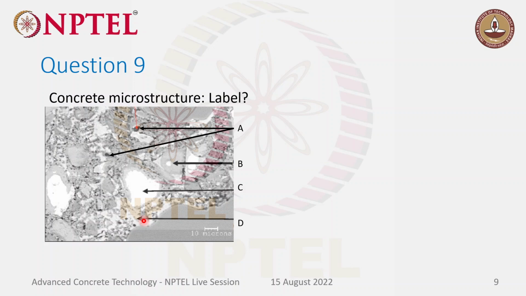Anything can be possible. Unless we do a proper chemical analysis, we can't say that it's outer CSH or ettringite or monosulfate phases. But if it's pointed towards the white region there, then it is obviously fine Portlandite crystals formed around the fine aggregates, space found in between the fine aggregates.